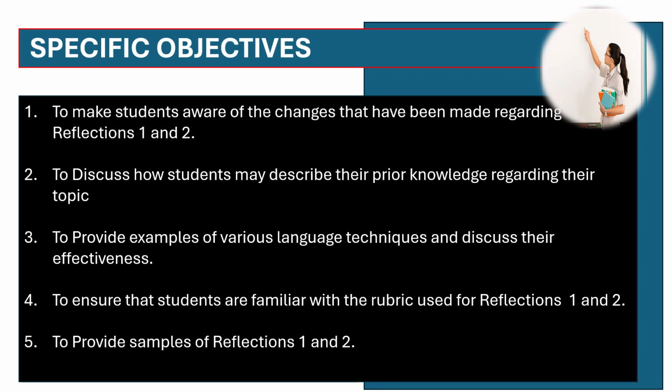Specific objectives of this presentation are as follows. 1. To make students aware of the changes that have been made regarding reflections 1 and 2. 2. To discuss how students may describe their prior knowledge regarding their topic. 3. To provide examples of various language techniques and discuss their effectiveness. 4. To ensure that students are familiar with the rubric used for reflections 1 and 2. And lastly, to provide samples of reflection 1 and 2 so students will be able to master this area for their English SBA.